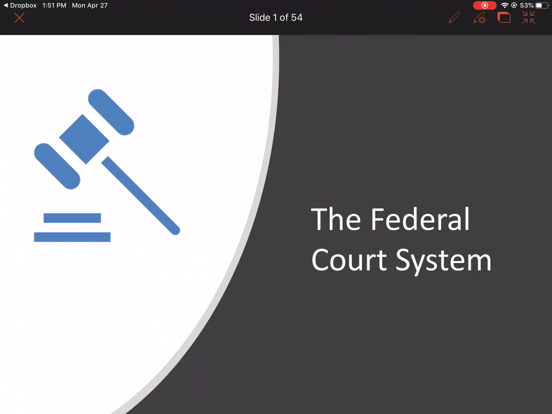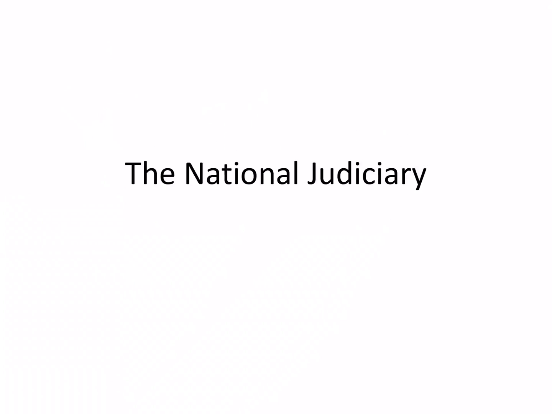Welcome to the federal court system. So we have in America what's called a dual court system. That means we have federal courts and we have state courts. And you might remember this from when we did the chapter on state and local government, where we talked about this dual court system. So now we're going to focus on the national part of the judiciary, the federal part.